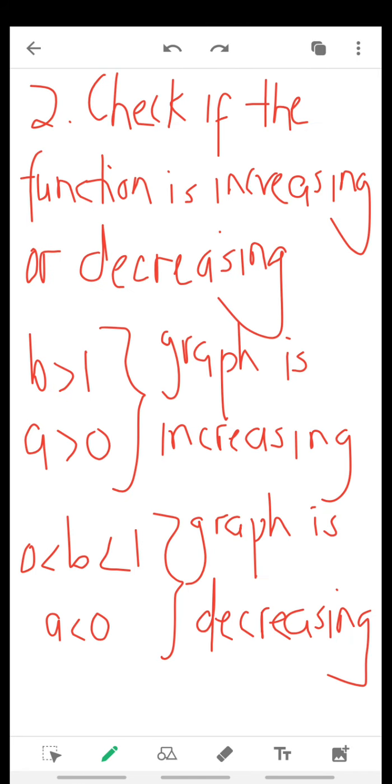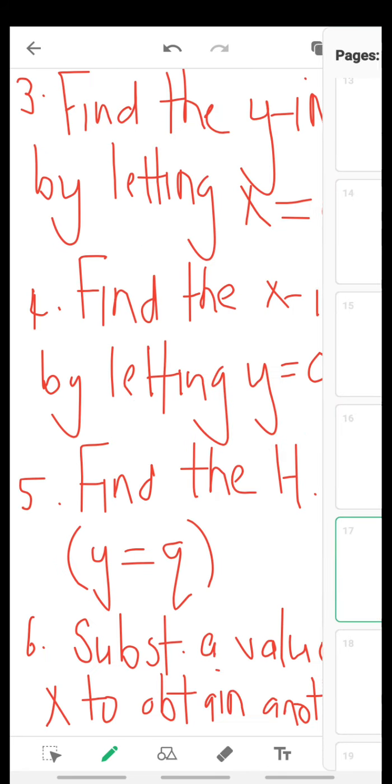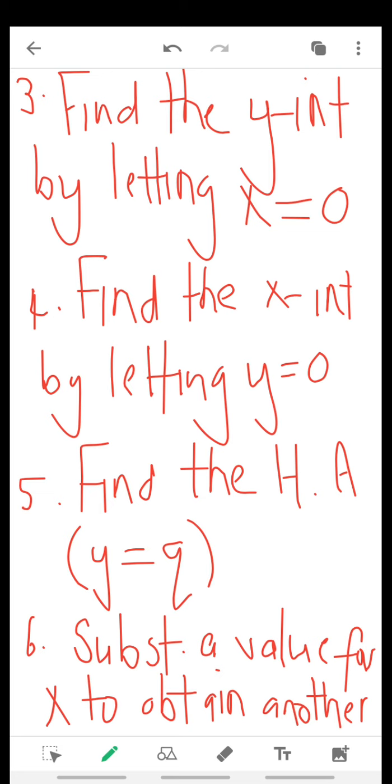Now, next up, number 3, you need to find the y-intercept by letting x be equal to 0. Also find the x-intercept by letting y equal to 0, okay? And then find your horizontal asymptote, which is just you equating y to the value of q, okay? Then you need to substitute any value of x and check what you get for the y value.